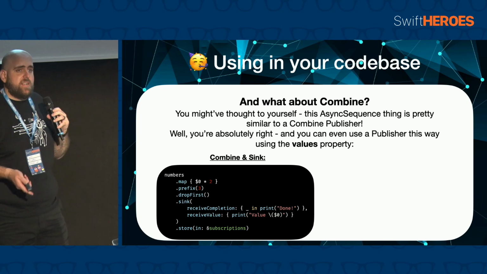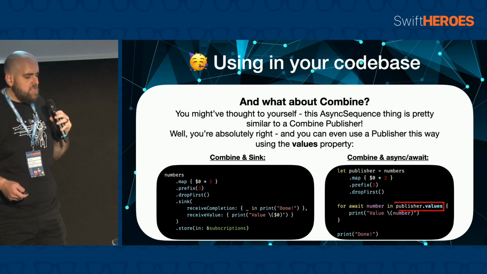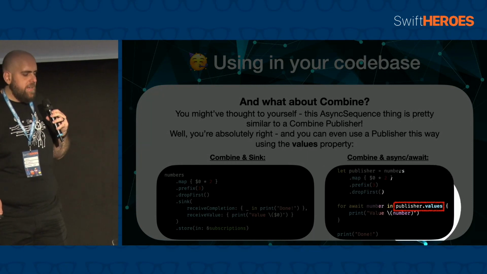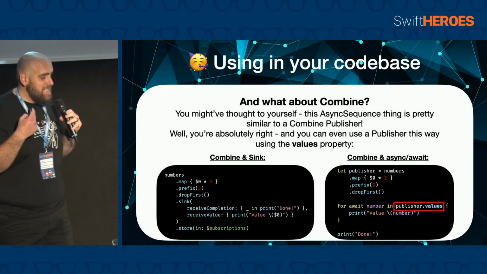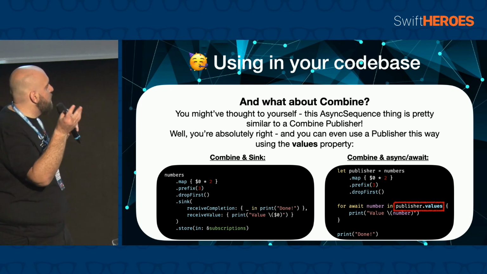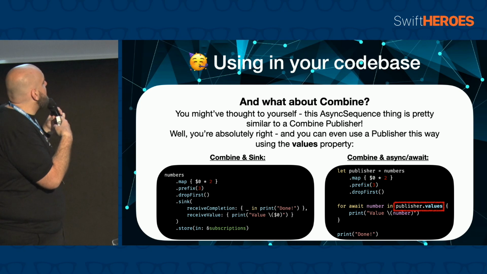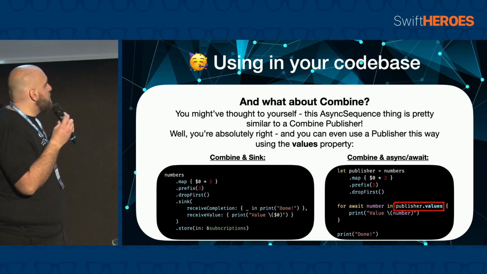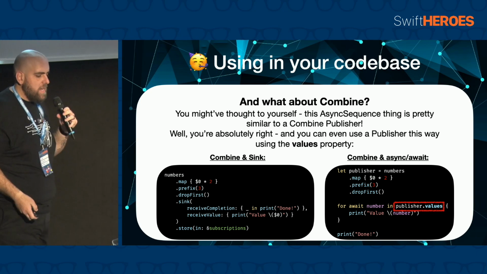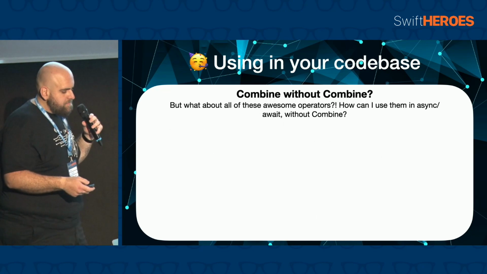But what I can do instead in async await is use this new .values property on publishers. And this just turns the publisher into an async sequence. And then instead of doing .sink, I can just do for await value in publisher.values, and I get the exact same effect, but with much simpler code and very similar to, again, synchronous code. And I can bridge Combine back and forth this way into async await.